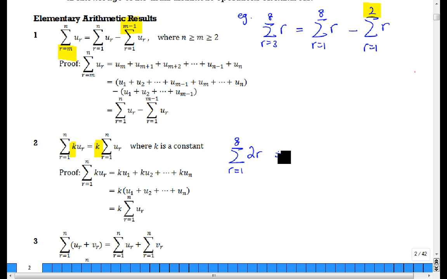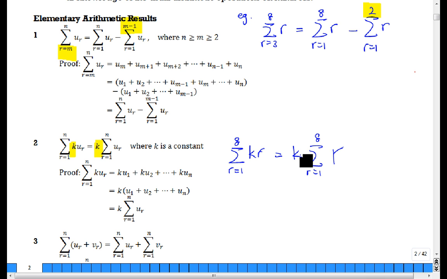Can I also write this? Can I factorize the 2 out? Oh, sorry, this r. It's quite obvious, it's true. I can factorize the 2 out. Alright? That's quite obvious. Notice that actually 2 is a constant here. What if it is k? Oops, sorry. If this is k, I can also factorize the k out.